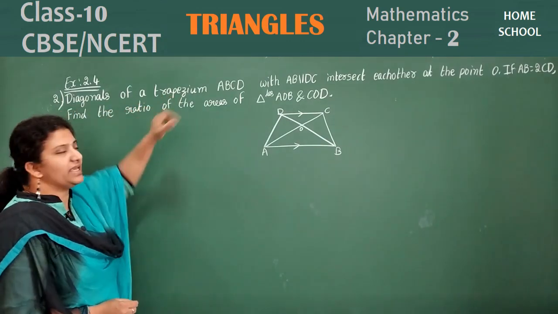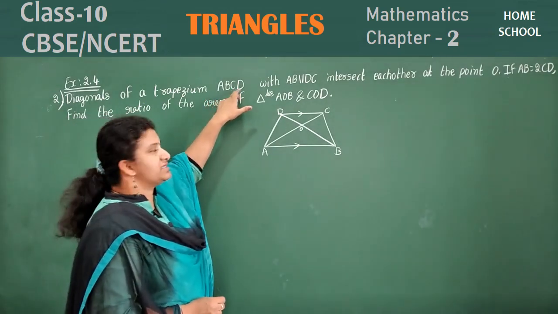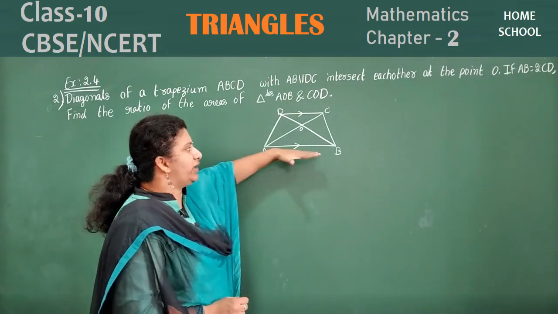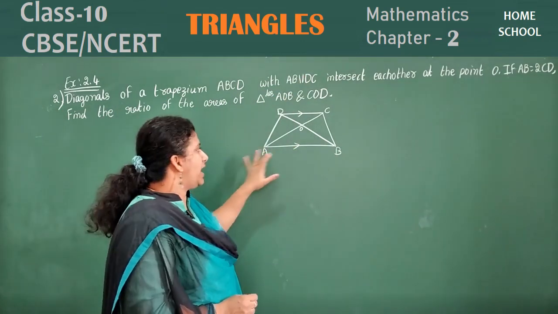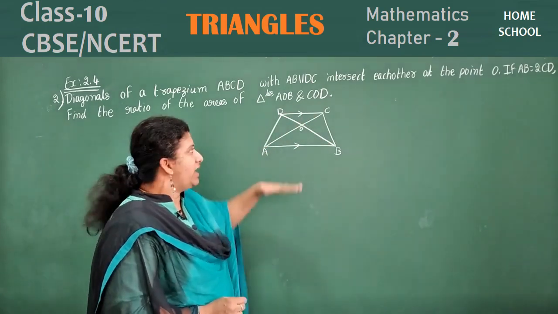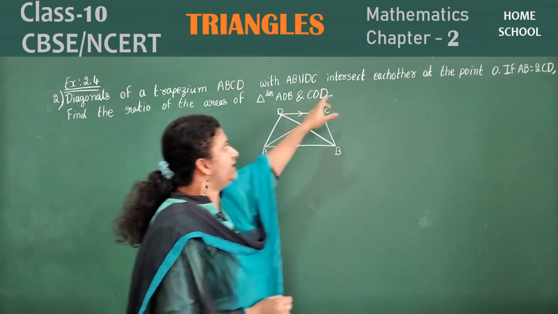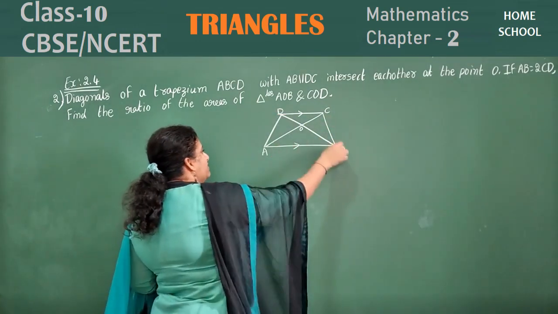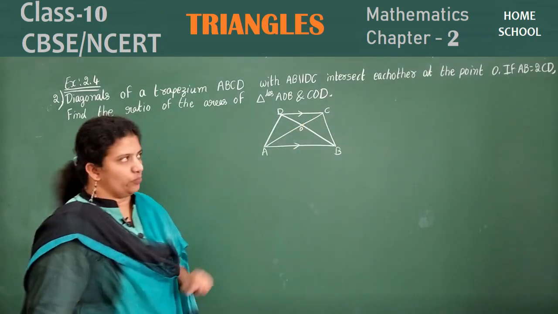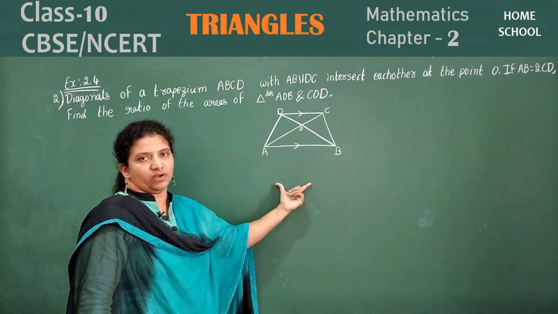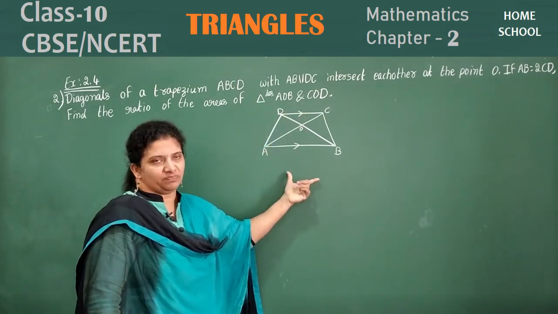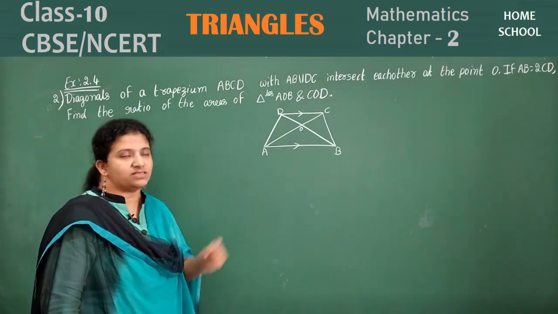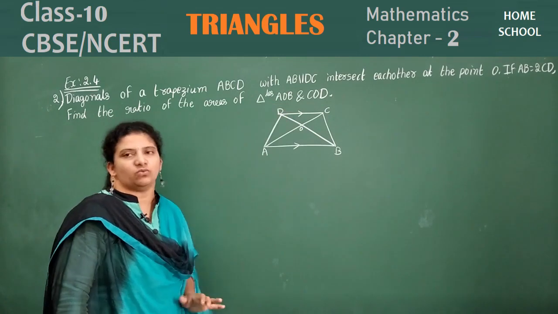Diagonals of a trapezium ABCD with AB parallel to DC. Look here, I have drawn a trapezium here. ABCD is a trapezium, AB parallel to DC. Intersect each other at the point O. See here, the diagonals are intersecting at a point O. If AB is equal to 2 times CD, find the ratio of the areas of triangles AOB and COD.